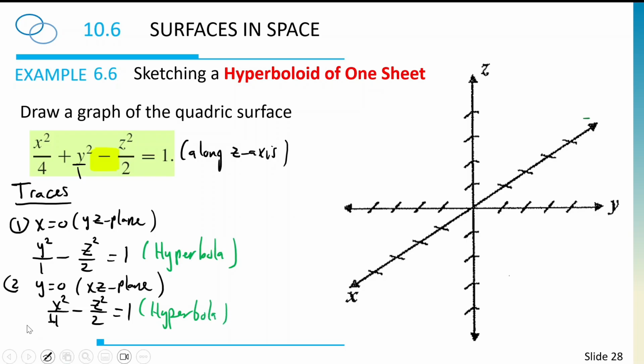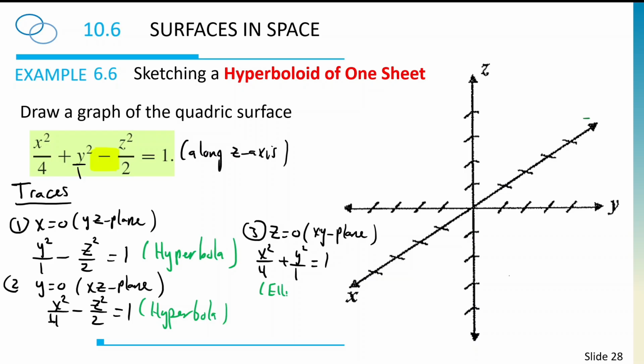Let's try with the third trace, the last one. Trace number 3. So I'll let z equal 0 this time. So this is with the xy plane. With the xy plane, try z equals 0. So you'll have x squared over 4 plus y squared over 1 equals 1. And this is basically what? This is a circle or an ellipse. The denominators are different, so this is an ellipse.